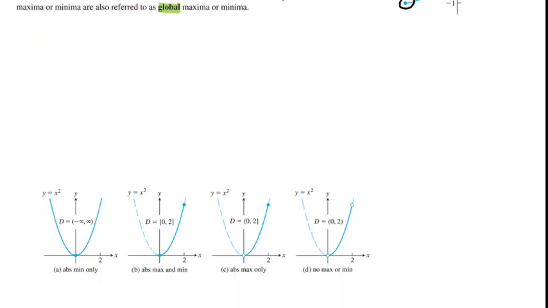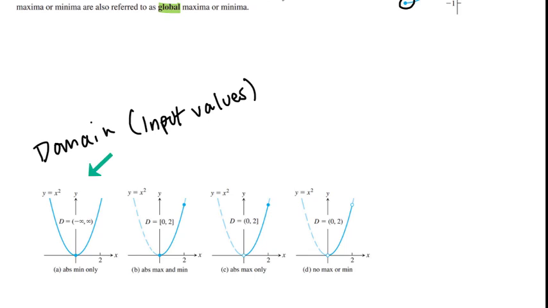Here are some more examples. So this is the same function, I should say, y equals x squared. But we're considering different domains. So our domain, remember, is our input values. And so for this first one, we're looking at negative infinity to infinity. So that's actually an open interval. There is an absolute minimum on this interval, and it's this lowest point right here at 0. And then this graph has no absolute maximum because the graph will continue to go up toward positive infinity.